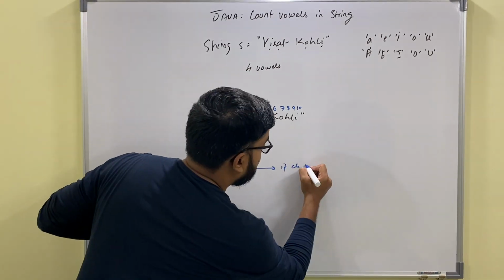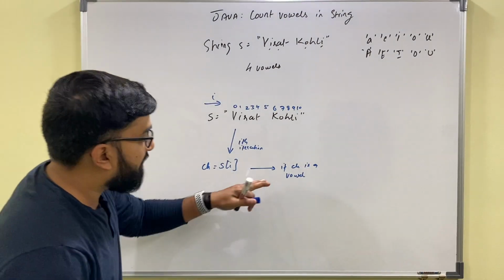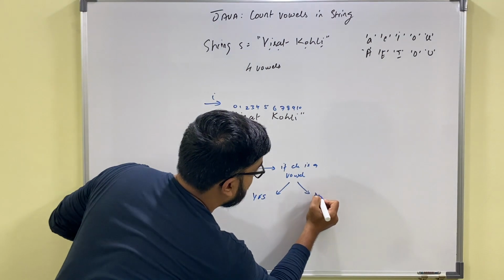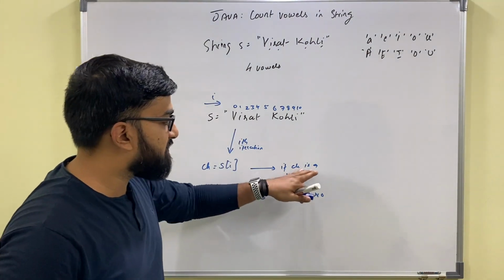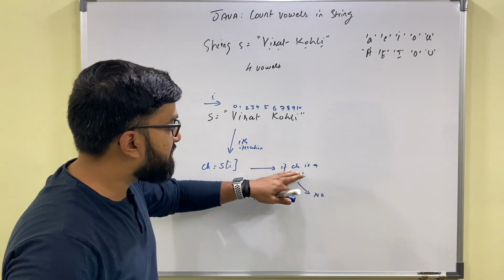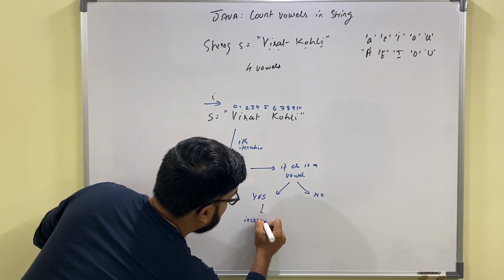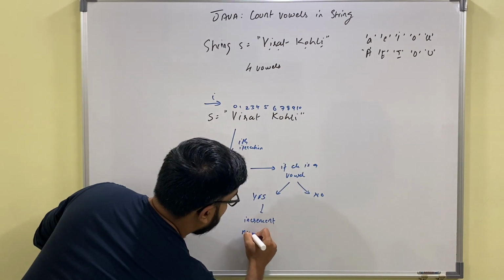If ch is a vowel, there are two possibilities: yes and no. If ch is not a vowel, no. If ch is a vowel, yes, in this case, increment num vowels by 1.